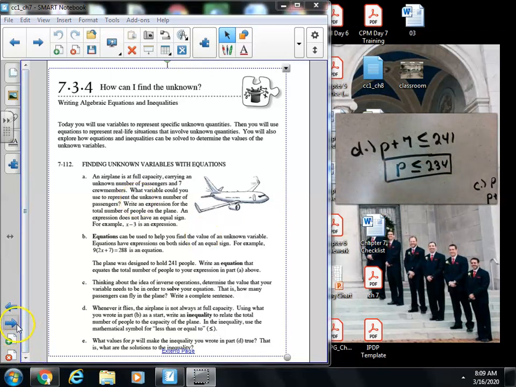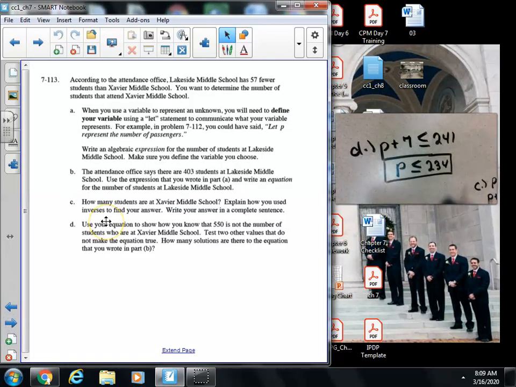All right, let's keep going. Our next core problem for today is question 113. According to the attendance office, Lakeside Middle School has 57 fewer students than Xavier Middle School. You want to determine the number of students that attend Xavier Middle School. When you use a variable to represent an unknown, you will need to define your variable using a let statement to communicate what your variable represents. For example, in problem 7-112, you could have said let P represent the number of passengers. And we actually already talked about that in question 112.